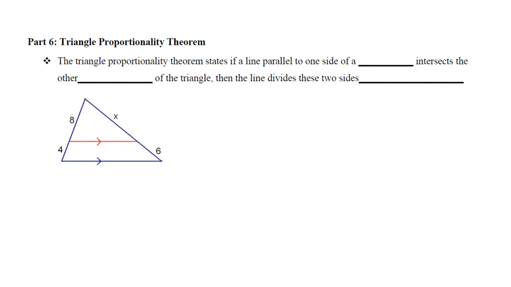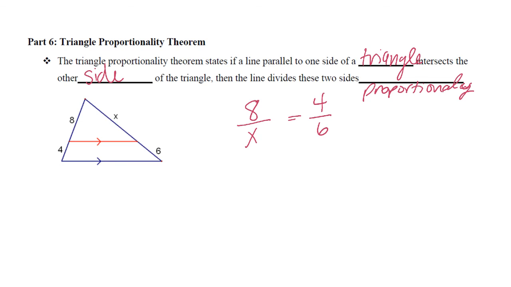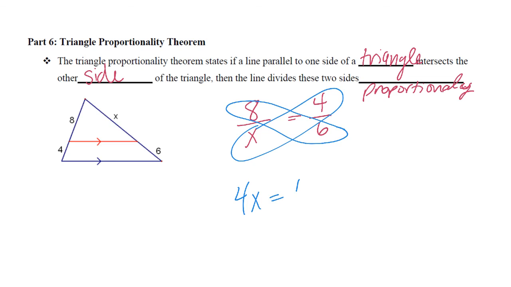Last one, the triangle proportionality theorem states that if a line parallel to one side of a triangle intersects the other side of the triangle, then it divides these two sides proportionally. Which means as long as it's parallel, you can say 8 over x equals 4 over 6. So you can cross multiply. 4x equals 48. Divide by 4, x equals 12.